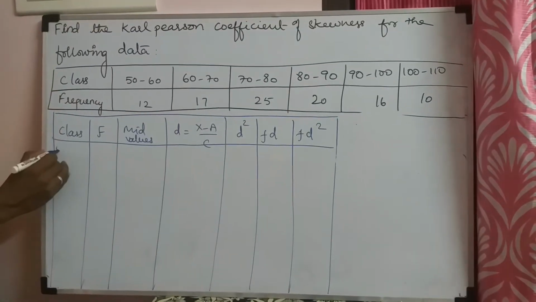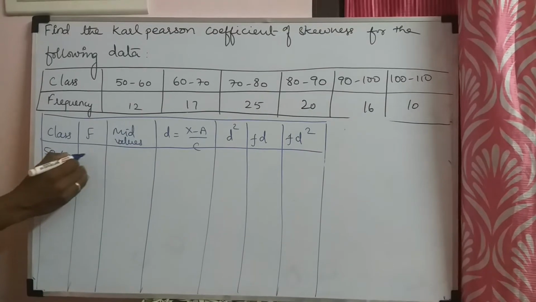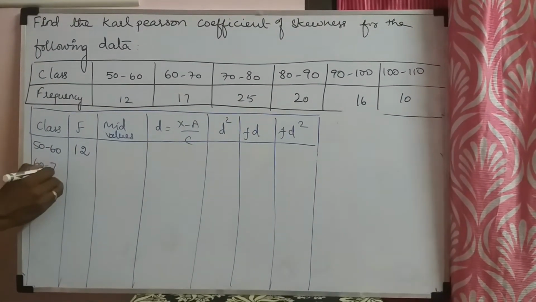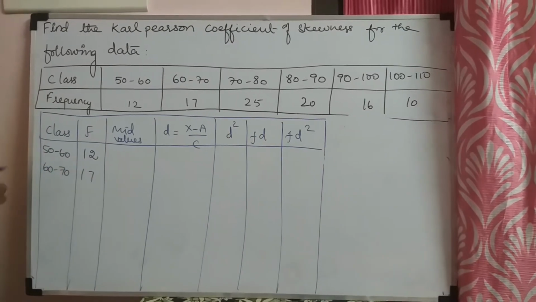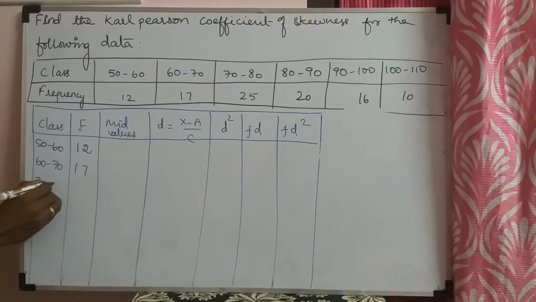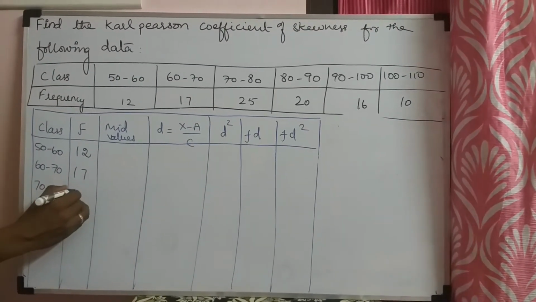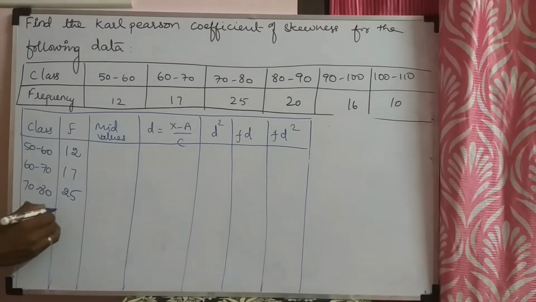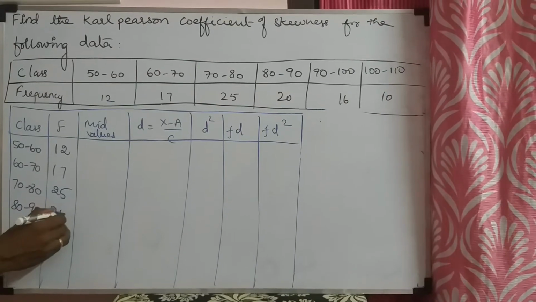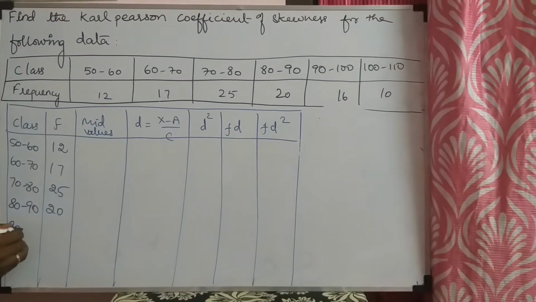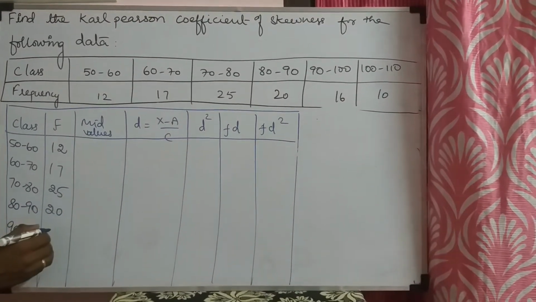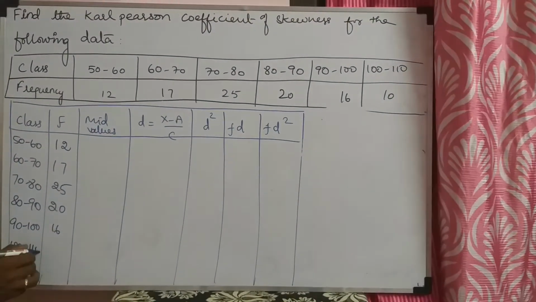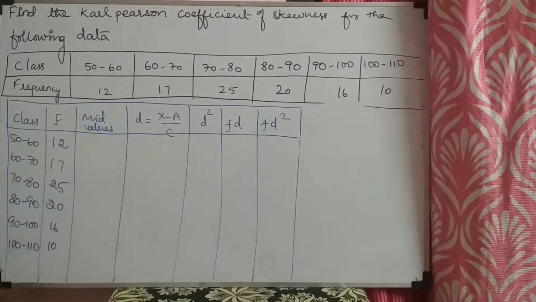This is 50 to 60. The corresponding frequency is 12. 60 to 70. 70 to 80, the corresponding frequency is 25. 80 to 90, the corresponding frequency is 20. Next, 90 to 100, the frequency is 16. Next, 100 to 110, the value is 10.